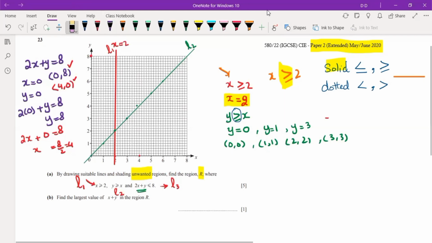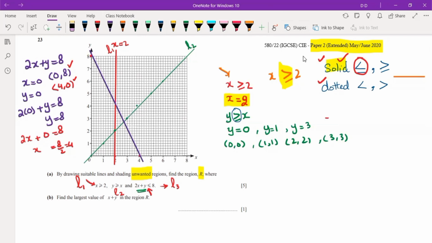Now we will identify which type of line we need to draw, solid or dotted. We just need to observe this sign. This is less than or equal to, so we will go with the solid line. The solid line we will draw in the color purple. So let me pick a tool. Now we will draw this line. Okay, here it is. Let me also label it, it's L3.